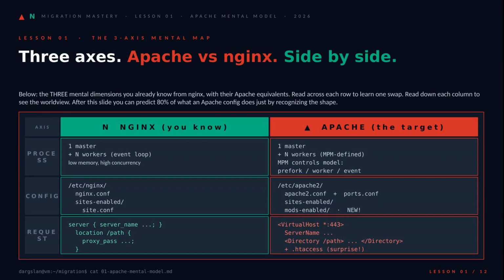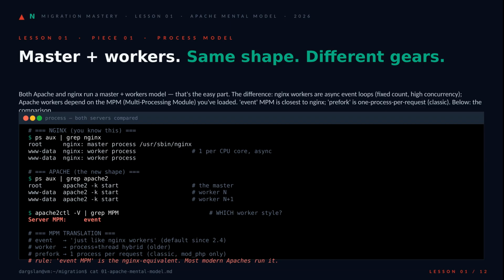So here's the whole mental map on one slide. 3 axes, Nginx on the left, Apache on the right. Process model. Both run a master with workers, but Apache lets you pick the model via the MPM: prefork, worker, or event. Config layout. Nearly identical, except Apache splits ports out and adds a mods-enabled directory. Requests. Your server block becomes a VirtualHost, location becomes Directory, and yes, .htaccess shows up out of nowhere. We'll get to that surprise. Read across to translate, read down to see the worldview.